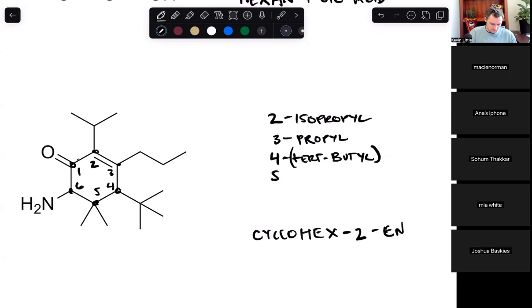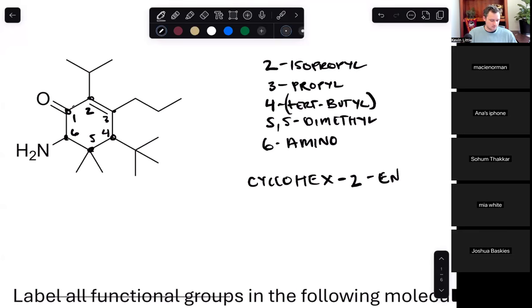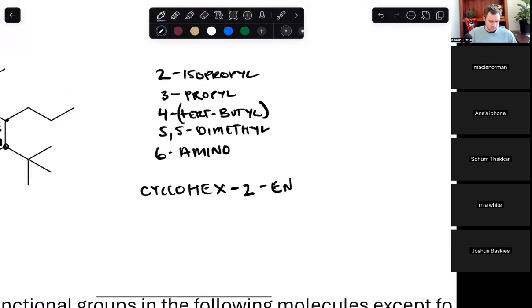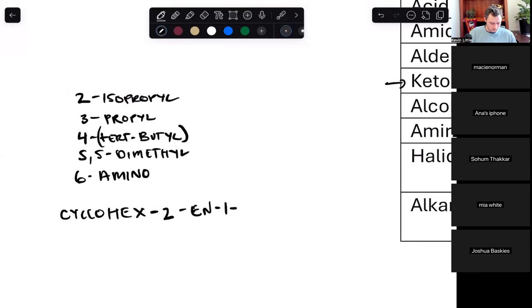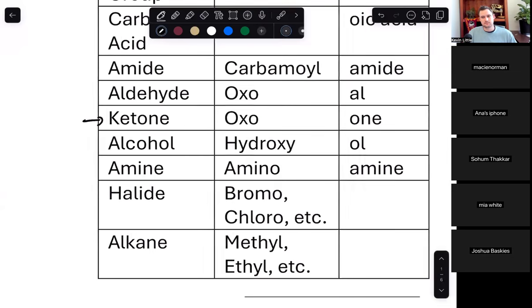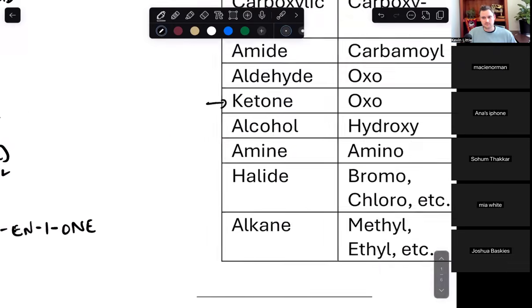At five, I have a 5,5-dimethyl because there's two methyls there. So I have to say that there's one at five and another one at five. And then six, amino. So those are all my different groups listed out. I just went one by one. And then I can't forget my highest priority functional group, which becomes the suffix. So that's ene, one, because it's a ketone. So it gets the suffix.